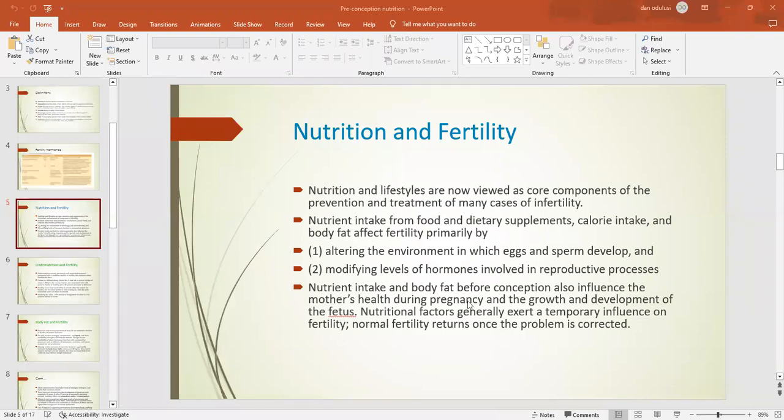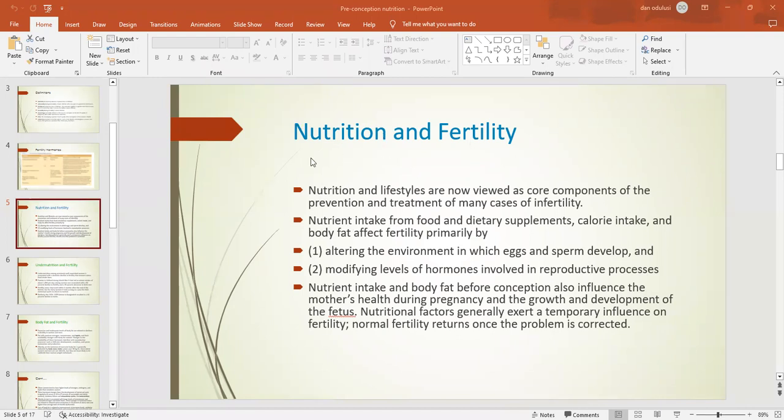Nutrient intake and body fat before conception also influence the mother's health during pregnancy and the growth and development of the fetus. So nutritional factors generally exert a temporary influence on fertility, and normal fertility returns once the problem is corrected, if the problem causing infertility was arising from a nutritional factor. So that is the relation between nutrition and fertility.